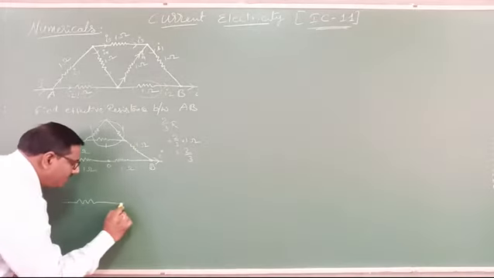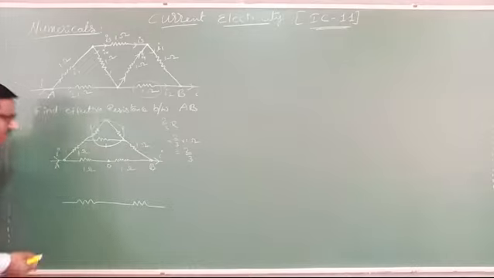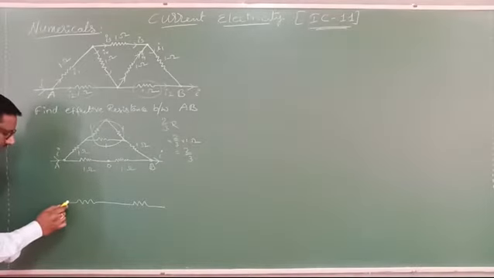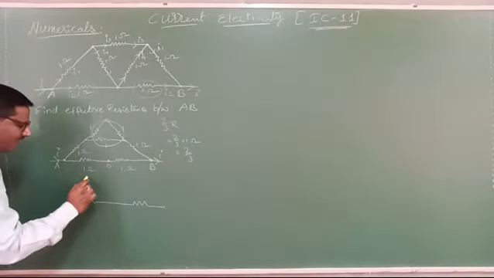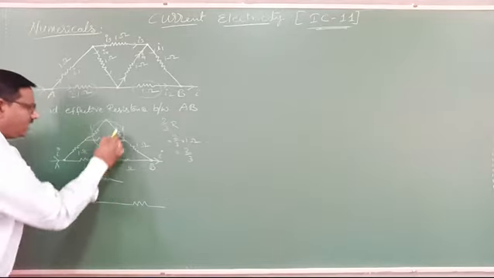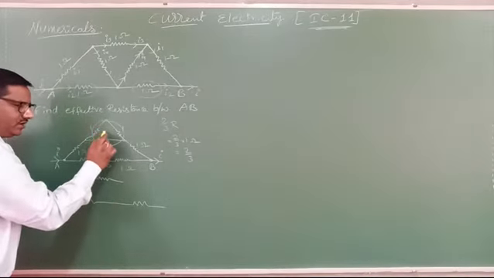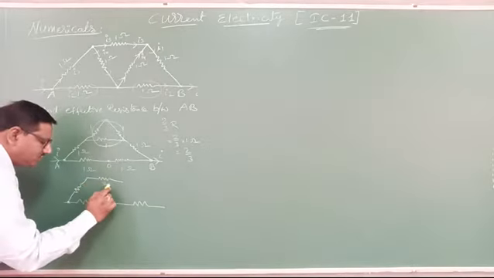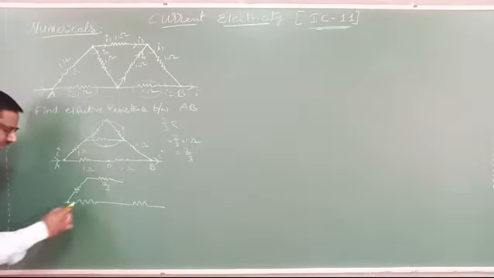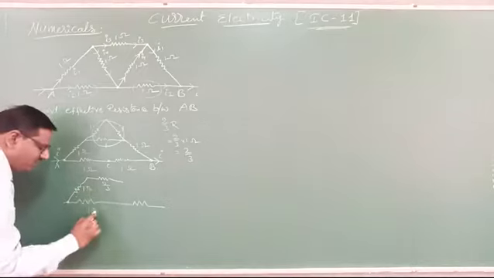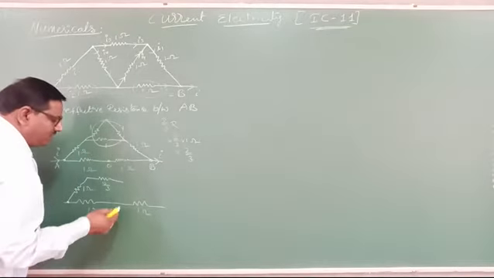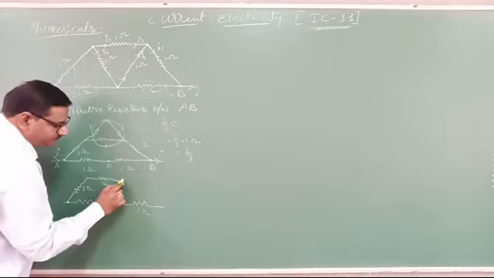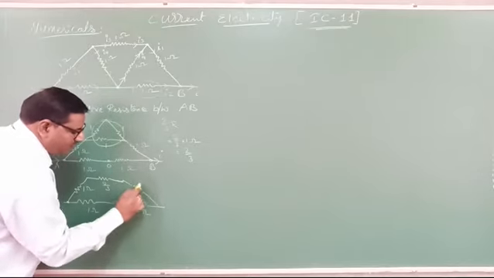here A and here B. Now from point A one more resistor, and here, in place of these 3, I will place 2 by 3 ohm. This is 1 ohm, this is 1 ohm, this is also 1 ohm, and this is also 1 ohm.